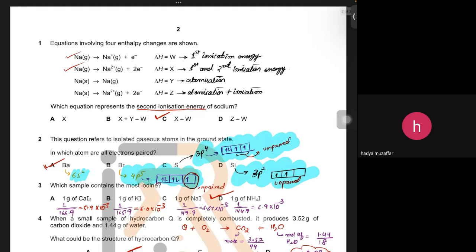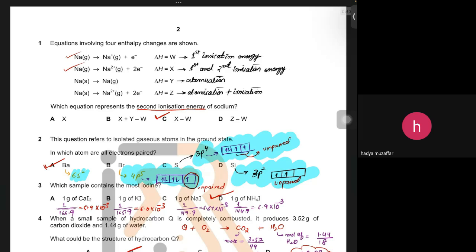This question refers to isolated gaseous atoms in the ground state. In which atom are all electrons paired? Okay, all electrons are paired. So if you can see barium, its configuration would be, of course, it's in group 2, so it would be having two electrons in the s orbital, and it's in the sixth period, so it would be having the configuration that is equal to 6s2.